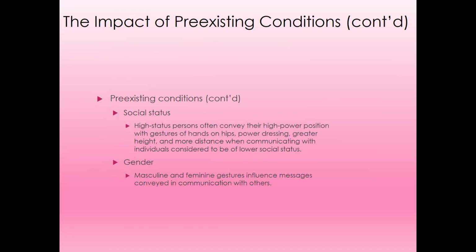Studies of nonverbal indicators of social status or power have suggested that high status persons are associated with gestures that communicate their higher power positions. For example, they use less eye contact, have more relaxed posture, use louder voice pitch, place hands on hips more frequently, are power dressers, have greater height, and may maintain more distance when communicating with individuals considered to be of lower status.